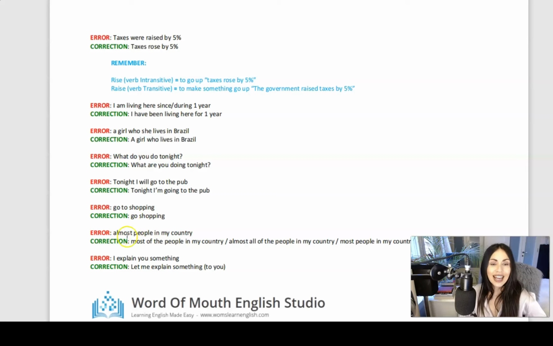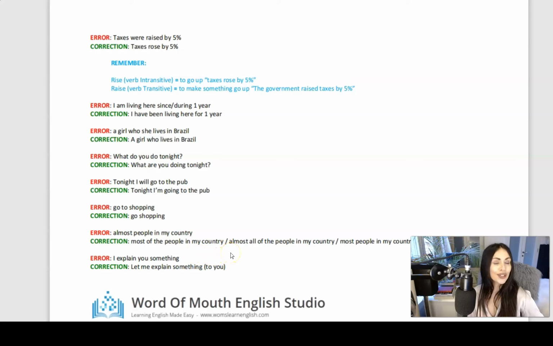So, the next example here has to do with quantifiers, right? Almost people in my country. This is not correct because the quantifier that the speaker is using here does not exist. So therefore, it cannot be used. So what alternatives are there instead? Most of the people in my country would be a good way to say this instead. Or most people in my country, which would be a good substitute and would mean exactly the same thing as most of the people in my country.